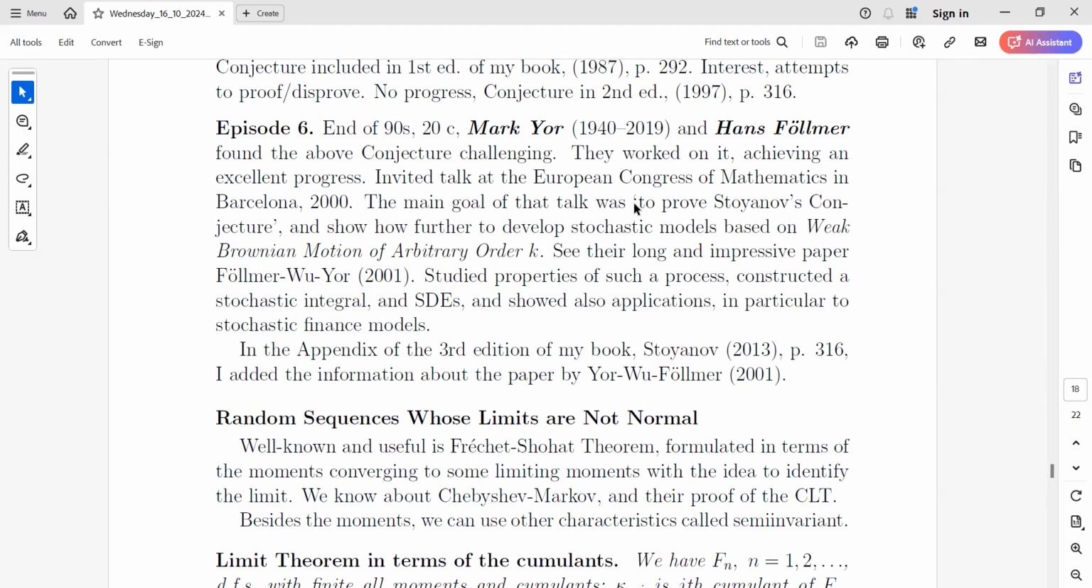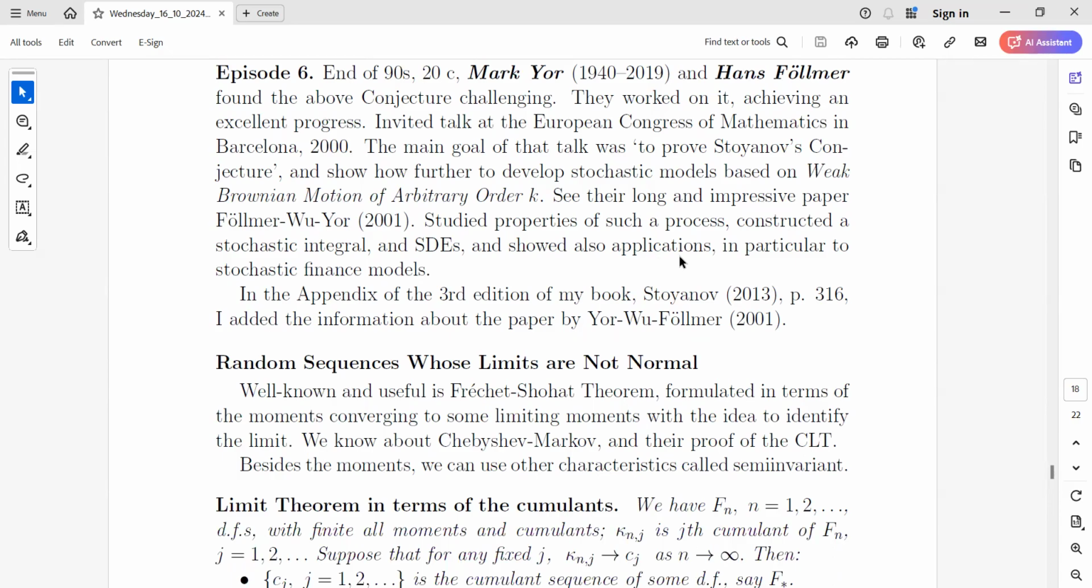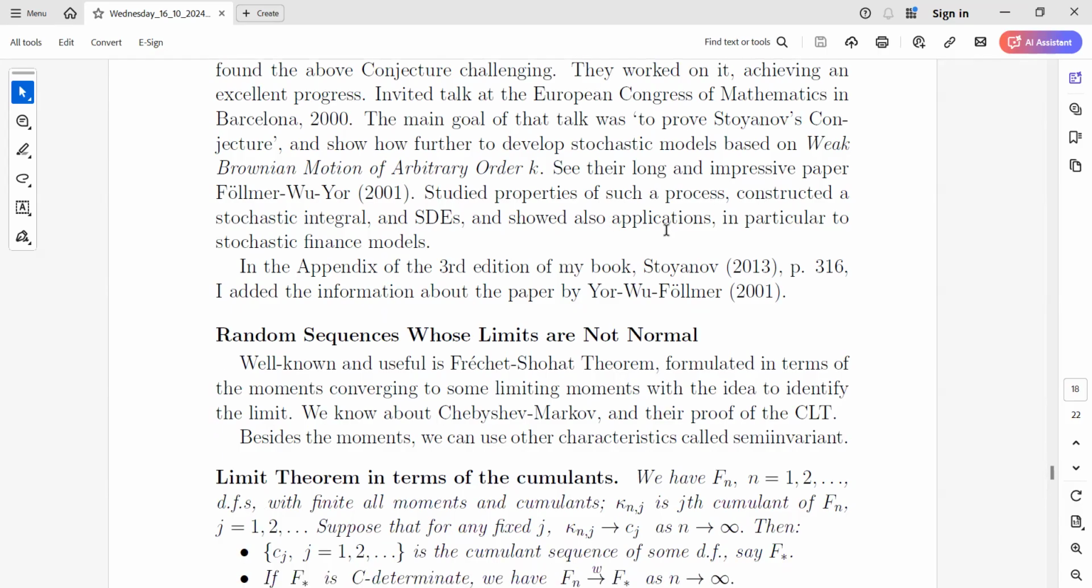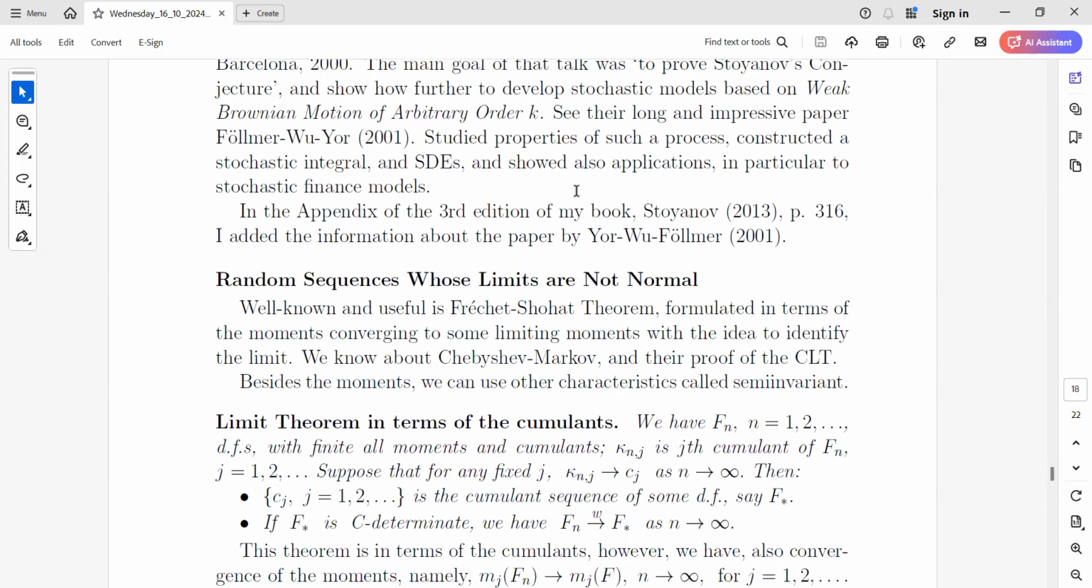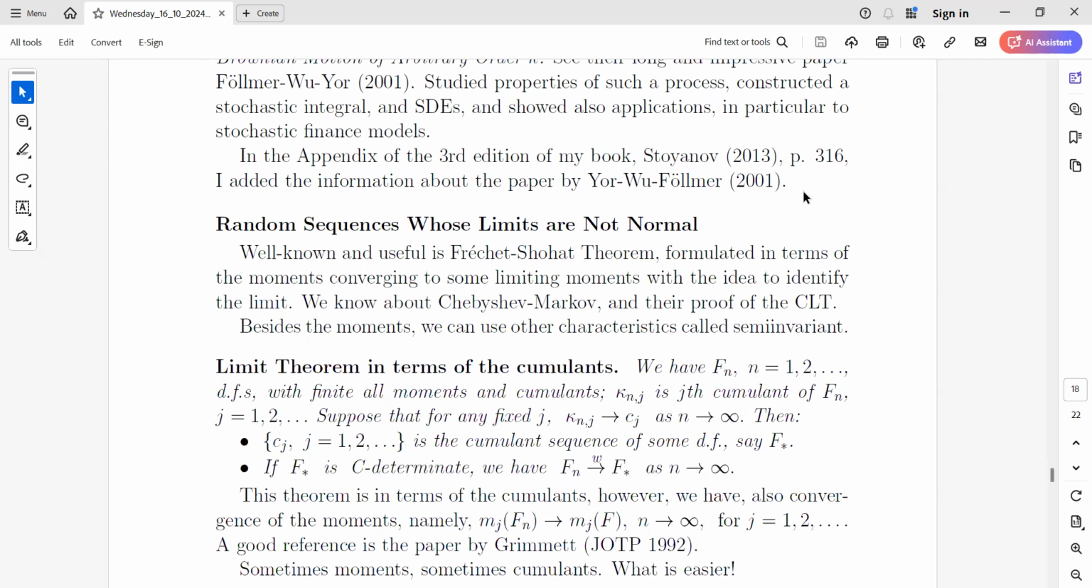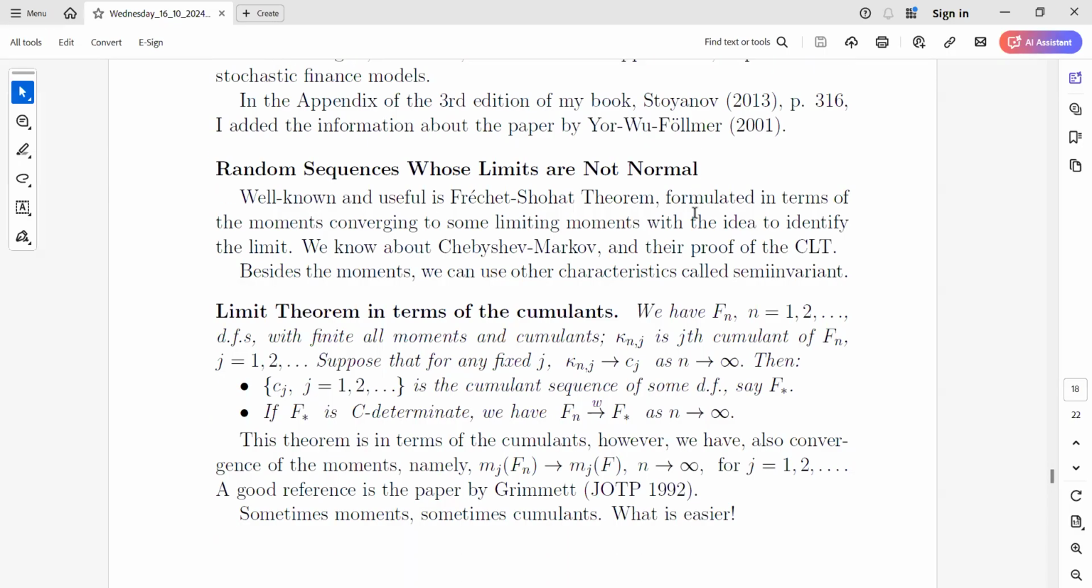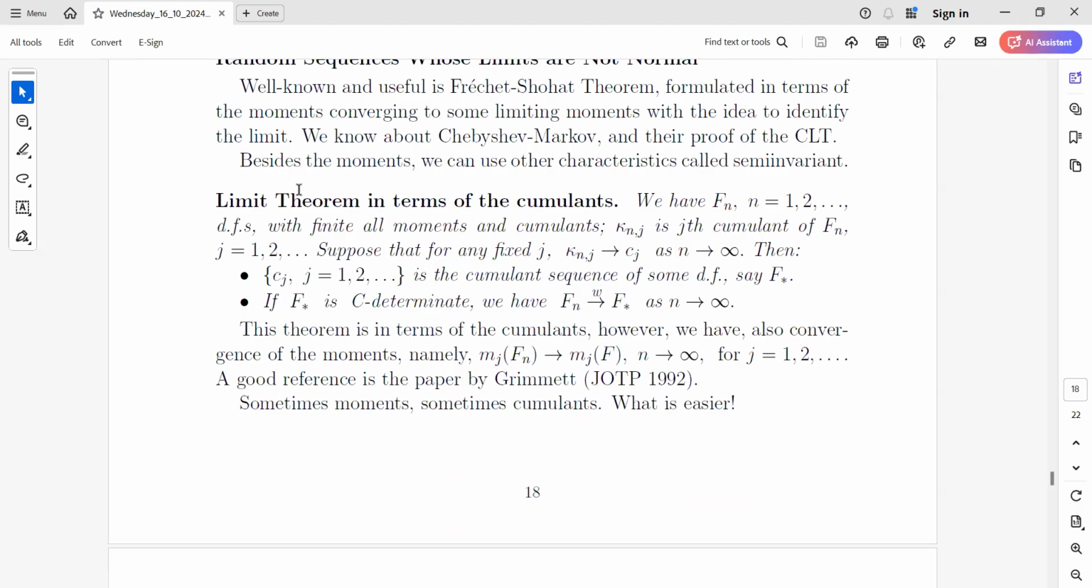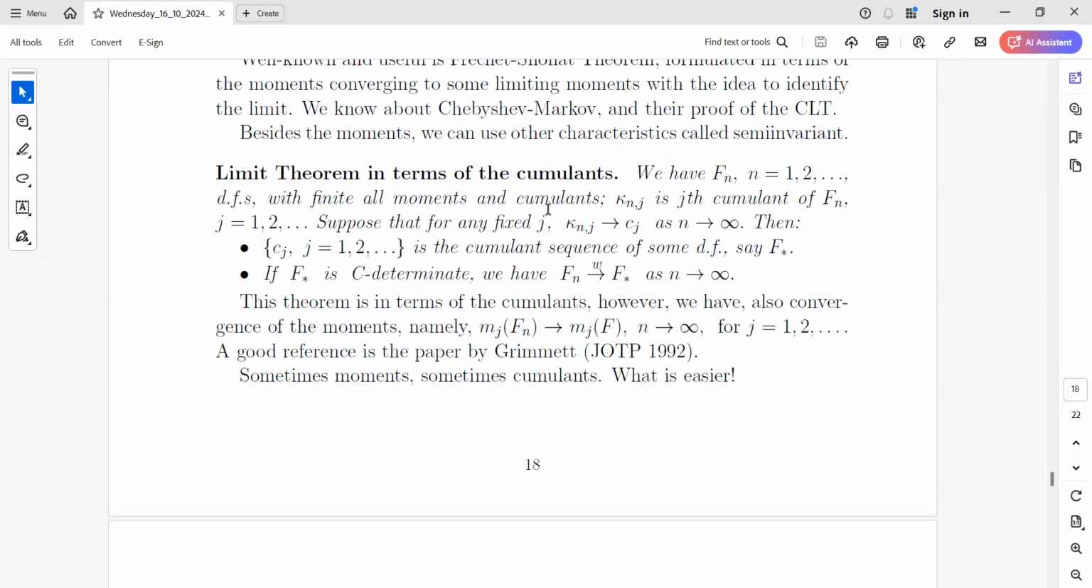Somebody told me that the main point in the paper and talk was a proof of Stoyanov's conjecture. Of course, they went much further, and they published a long paper under the title Brownian Motion of Arbitrary Order K. So they developed some properties, constructed stochastic integrals, equations, including applications in stochastic financial models. And I was in a good position in the third edition of my book to write in exactly 2 lines that these authors did what is expected.